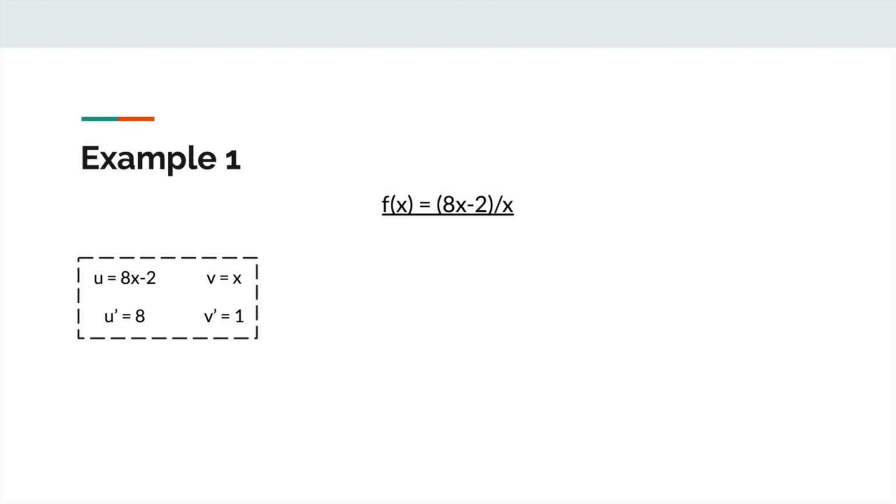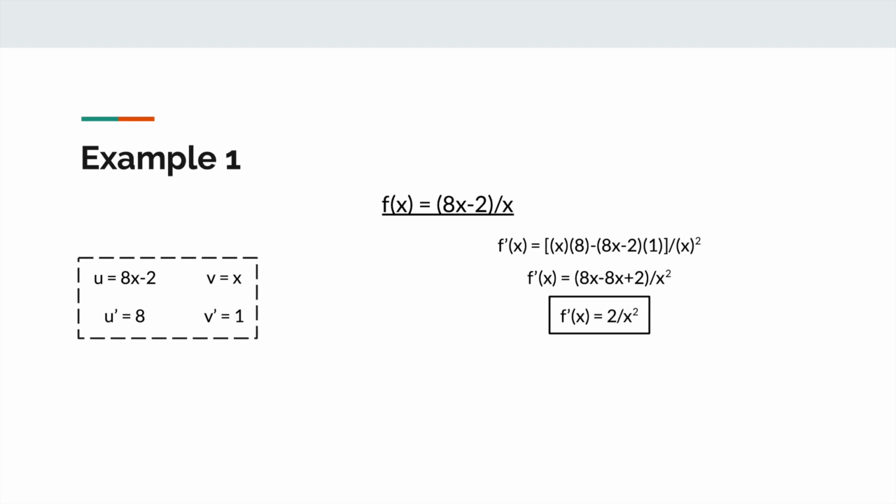When we put that into an equation, we get that f prime of x is equal to x times 8 minus 8x minus 2 times 1 all over x squared. We can multiply everything out to get that f prime of x is equal to 8x minus 8x plus 2 all over x squared. This can further be simplified down to f prime of x is equal to 2 over x squared as our final answer.